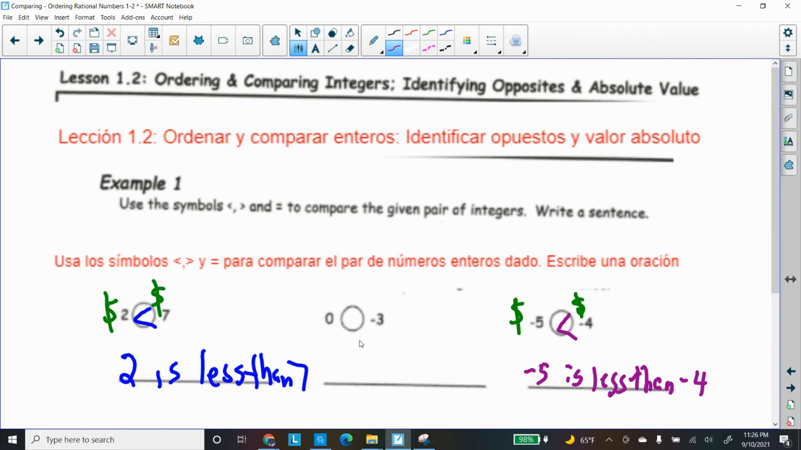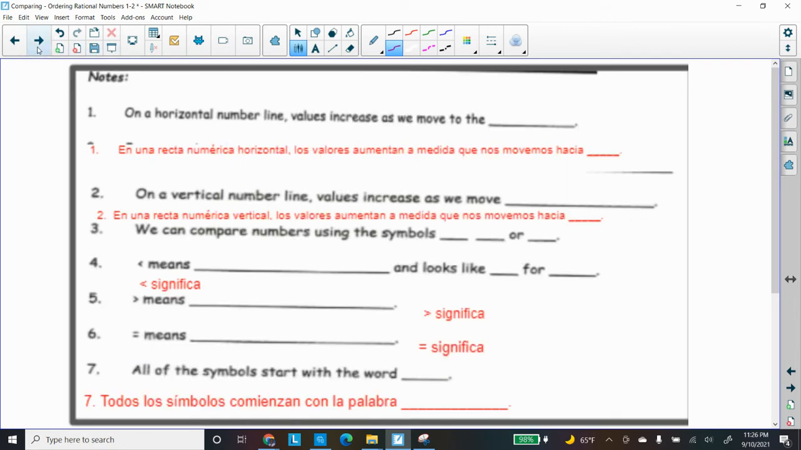All right, so there's a couple of questions for you with less than, and here's another good one that you can do on your own. Bring it in and let me know what your answer is. Here are some sentences in the handout. On a horizontal number line, if you remember, as we go to the right, values increase. On a vertical number line, values increase as we move up the number line. So check out that other video on the number line to take a look at that.